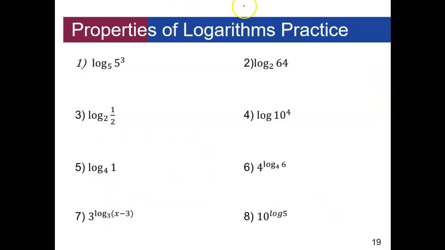Okay, so here's a few properties. If you feel comfortable and want to try these, then go ahead, pause it, try it, and check your answers. If not, then stay with me and I'm going to go through these.